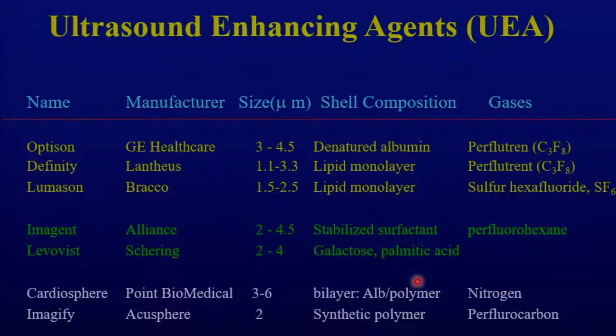And we currently have approved in the United States 3 agents that are used: Optison, Definity, and Lumason. And you could see the manufacturer, the size. Look at the size. At most, maybe 4 microns or so, usually above 1.5 to 3 or so microns. These are the shells, denatured albumin, lipid monolayer, which at times can cause an allergic reaction. So you've got to be careful about that.